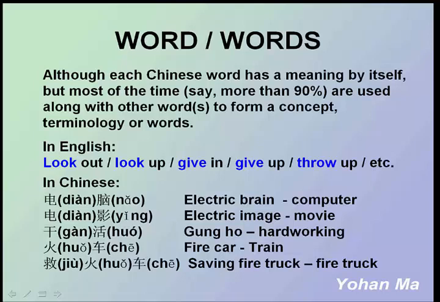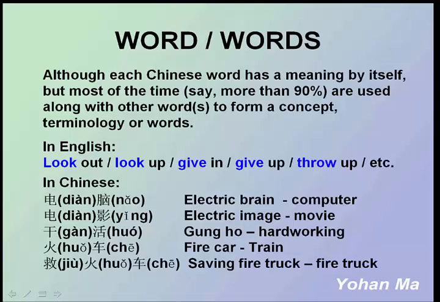火车, 火 that's fire, 车 that's car. 火车 that's fire car or train. We call it train. The locomotive in the beginning burned coal, so it created fire. So we say fire car. That's 火车. Okay. We just learned those two words together.